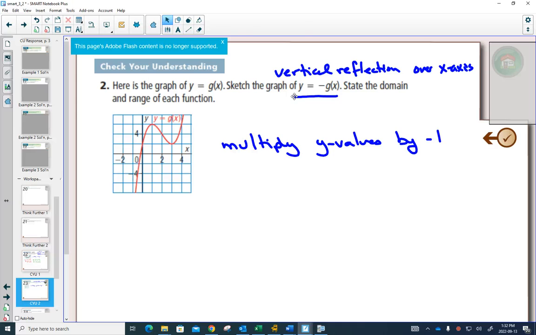So if we look at some of the points that we have on this graph, we have the point 1 comma, careful here, it's going by 2's. This is 1 comma 6, and we have the point 3 comma 2. If you multiply your y values by -1, does it make sense that vertically that would become 3 comma -2? And this one would become 1 comma -6.